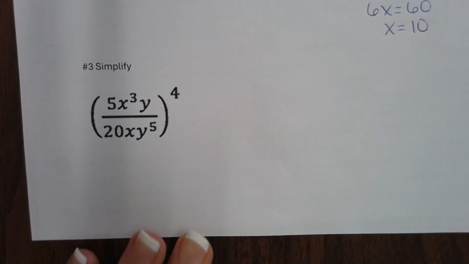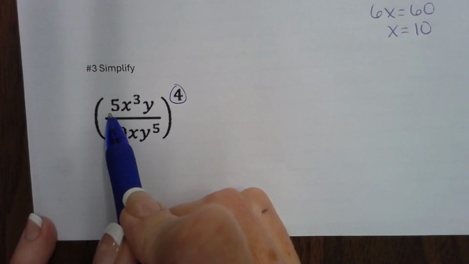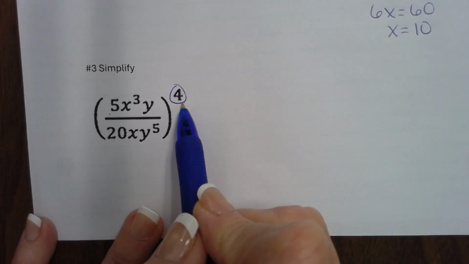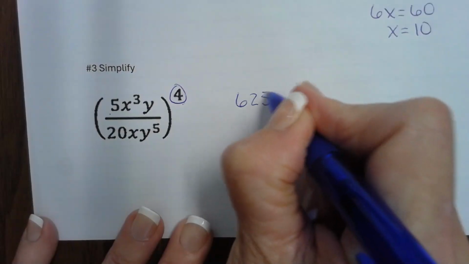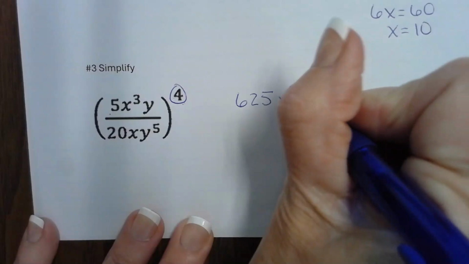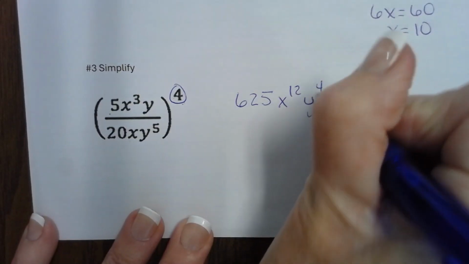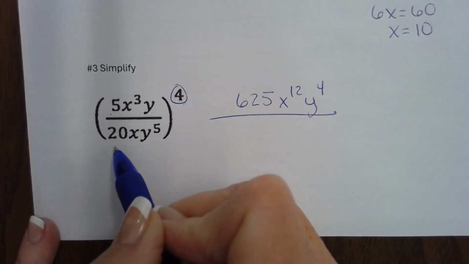All right, laws of exponents, power to a power. So I need to raise 5 to the 4th power. What do I get? 625. Now I'm going to multiply power, so I get x to the 12th, y to the 4th in the numerator. Now because this parenthesis comes all the way down, I'm going to do the same thing in the denominator.